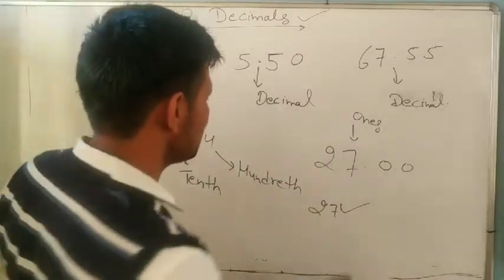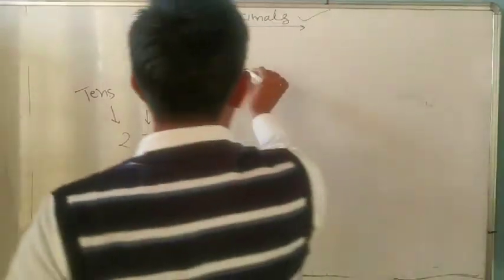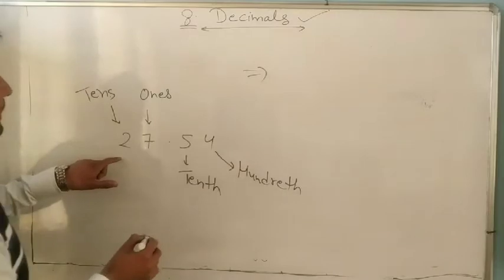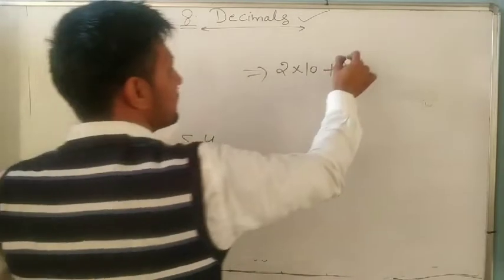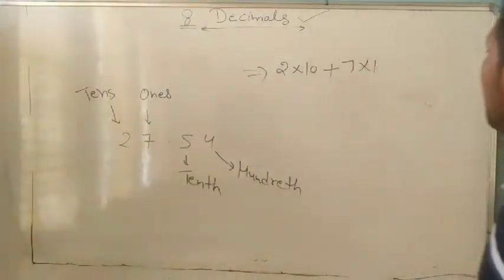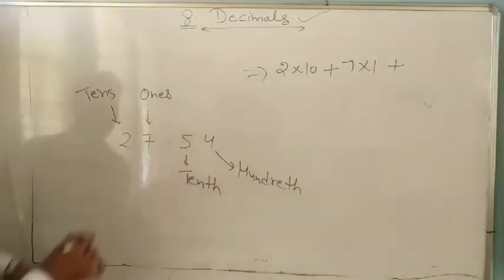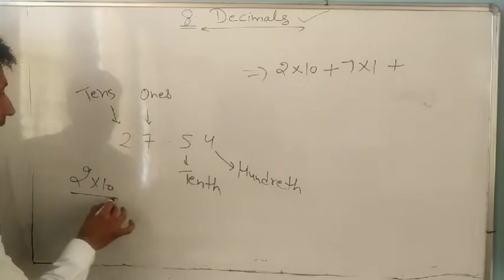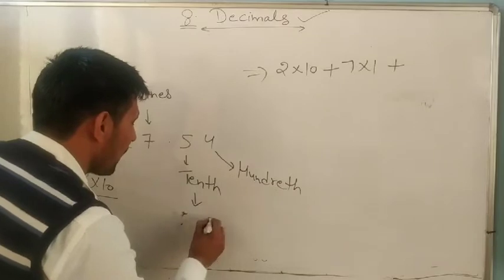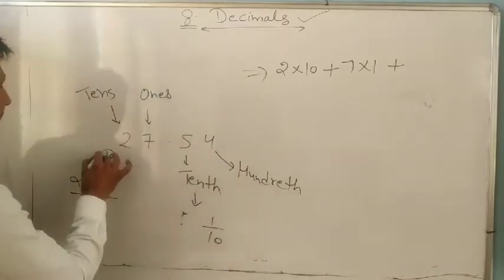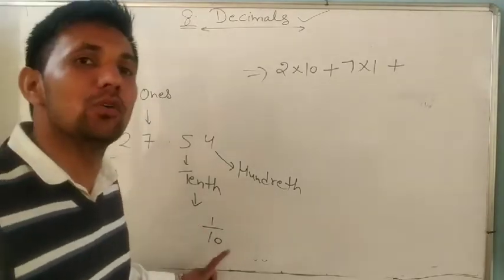In the same way, we can write this number in expanded form. How will we write it? The place value of 2 is tens: 2 into 10, plus the place value of 7 into 1. Now before going further, you have to learn this. Always remember, tens means 10, and tenth means 1 by 10. It means 1 out of 10 equal parts.